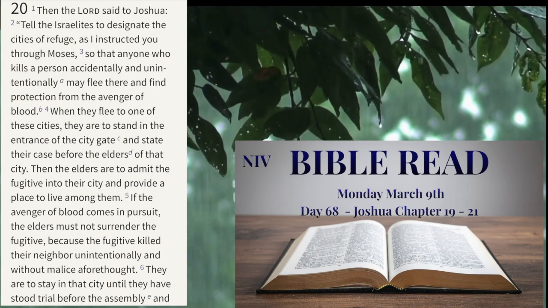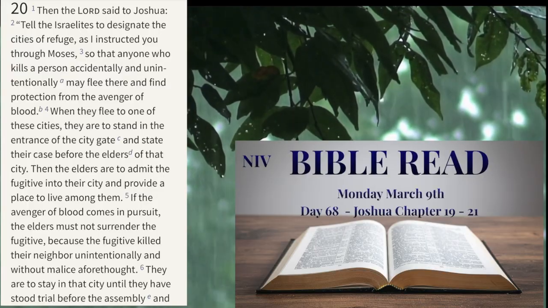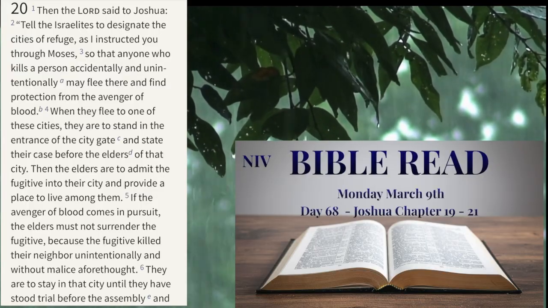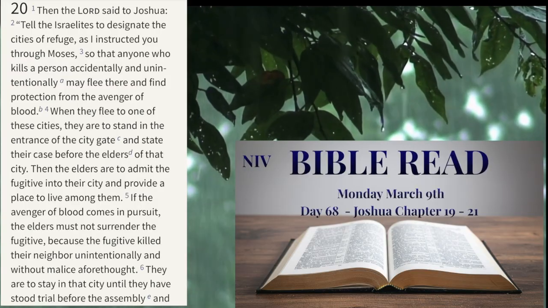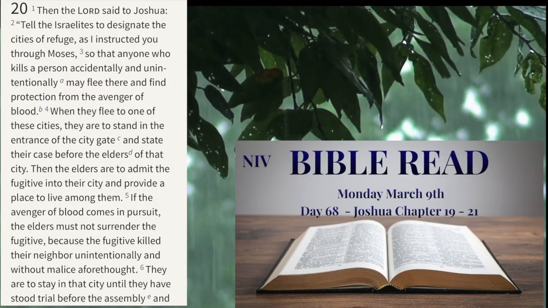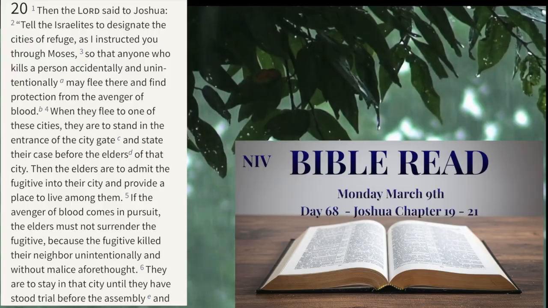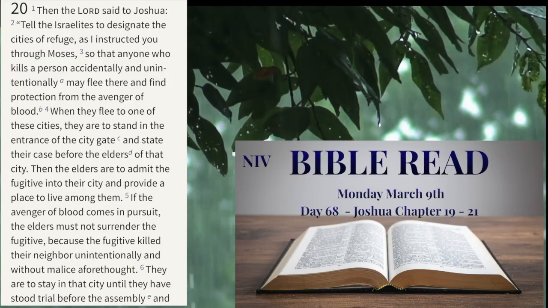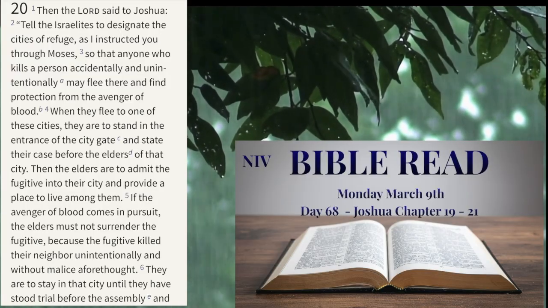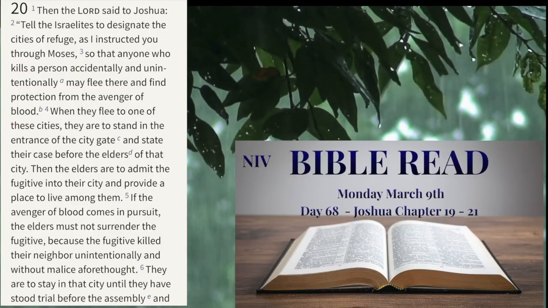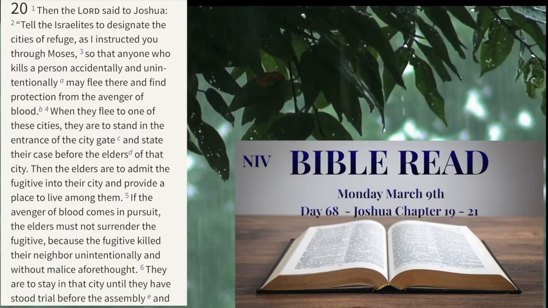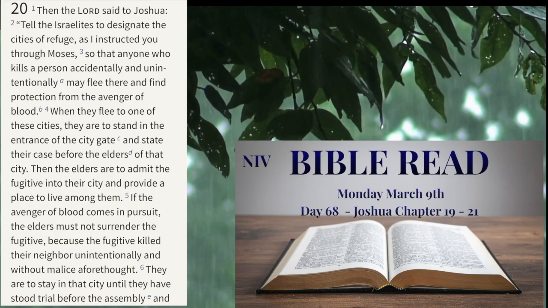Chapter 20. Then the Lord said to Joshua, "Tell the Israelites to designate the cities of refuge as I instructed you through Moses, so that anyone who kills a person accidentally and unintentionally may flee there and find protection from the avenger of blood. When they flee to one of these cities, they are to stand in the entrance of the city gate and state their case before the elders of that city.